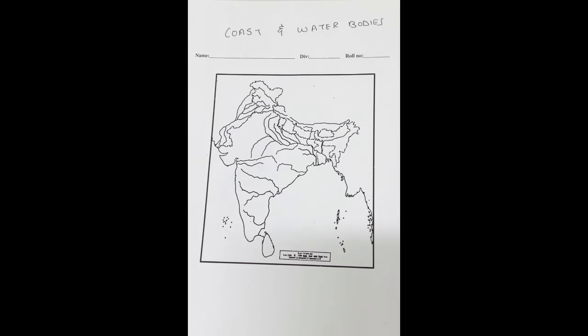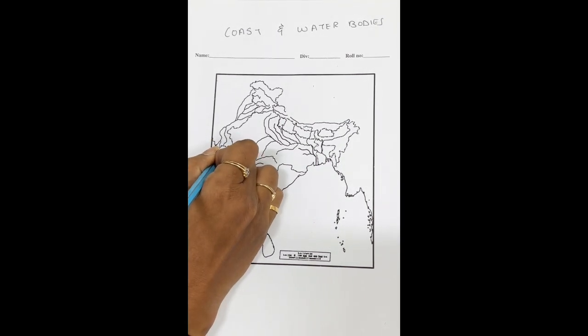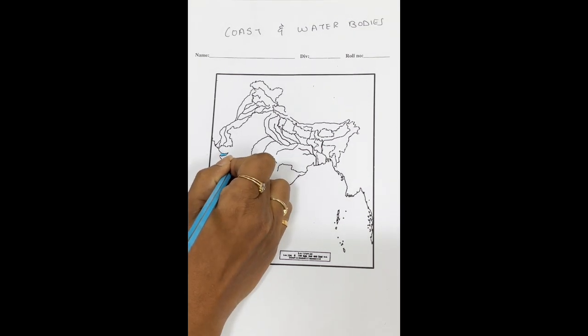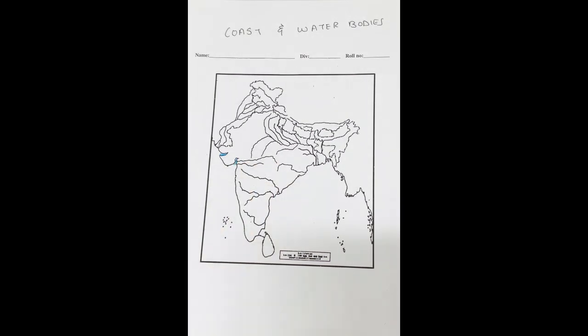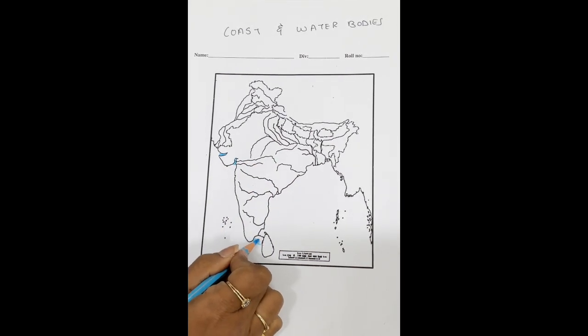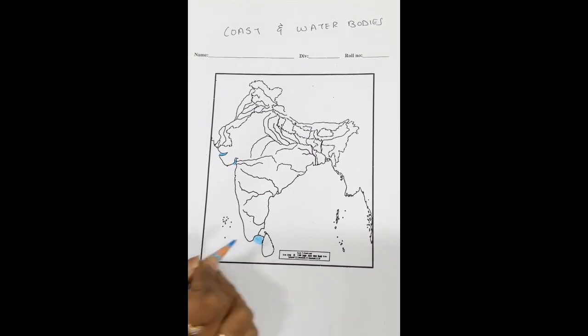Okay, kids, so let's start with coast and water bodies. So we will mark first all the gulf and lake. So this is Gulf of Kutch. This is Gulf of Khambat. This is Gulf of Mannar.